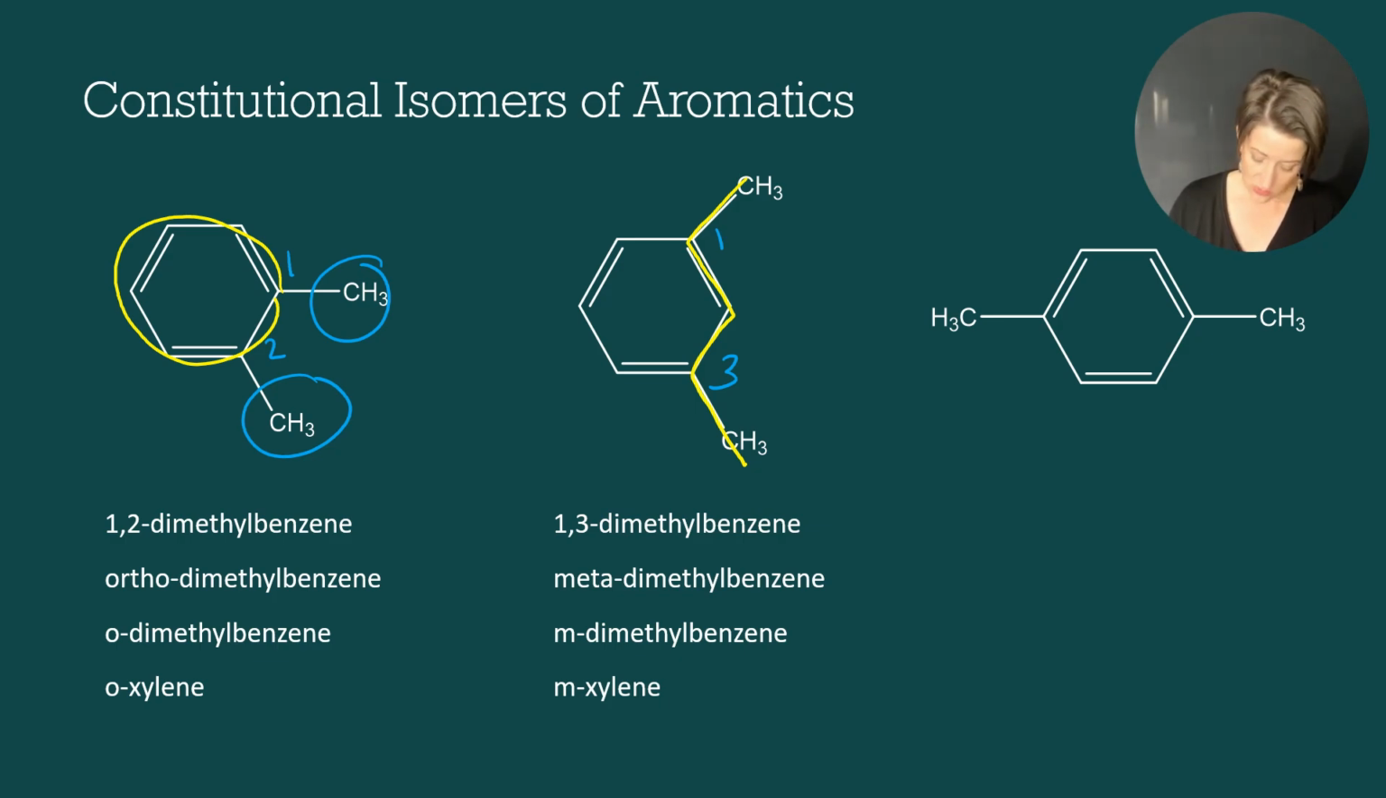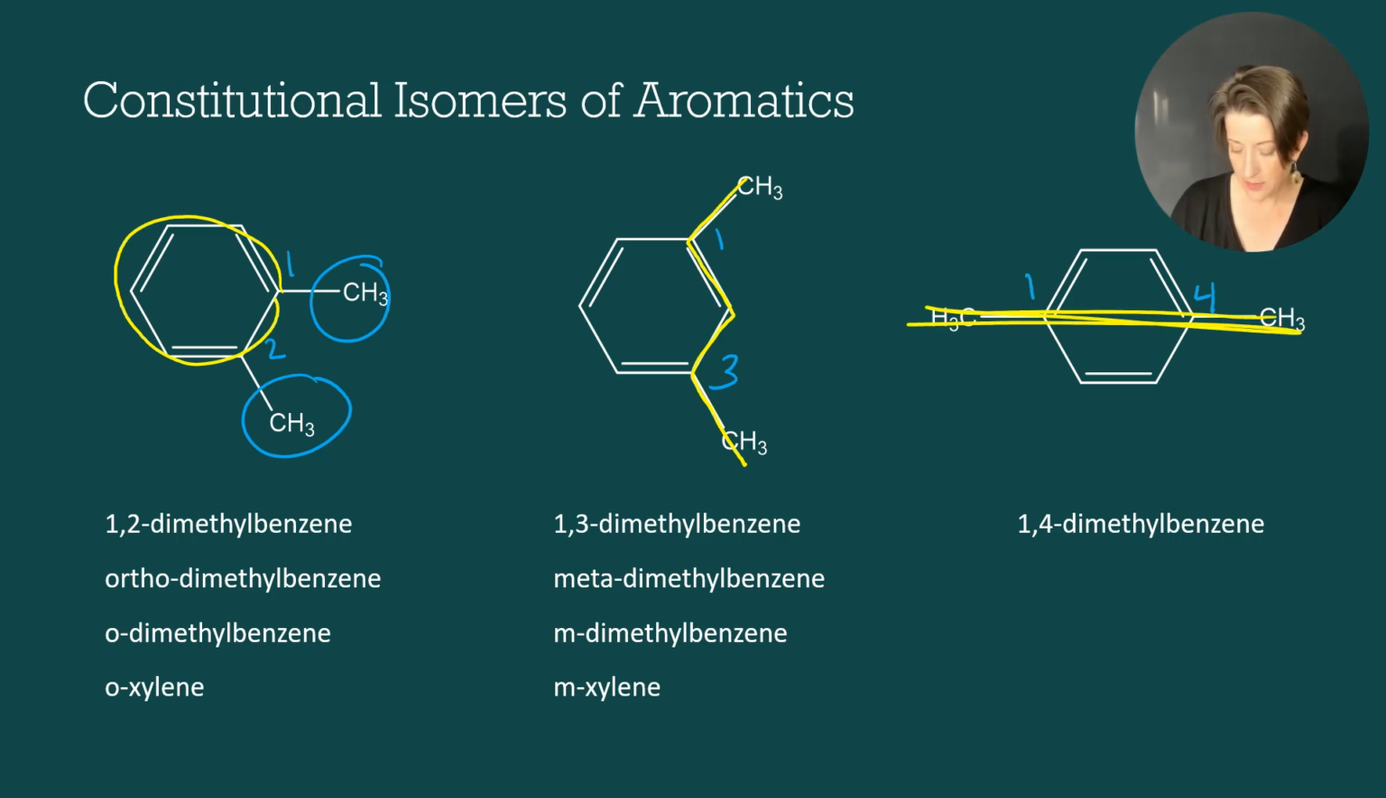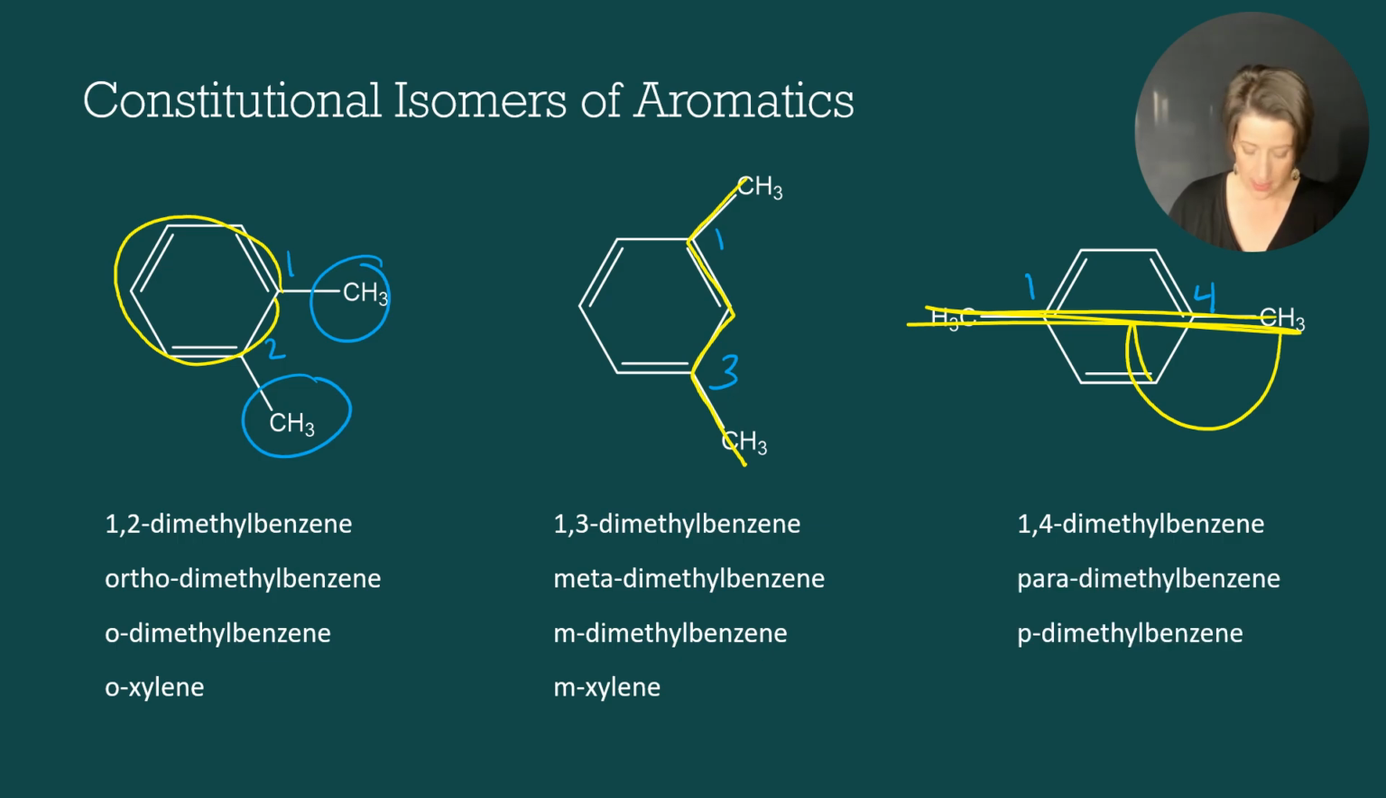On this last one, we have a 1,4 designation. So this is going to be our 1,4 dimethylbenzene. Connecting my substituents, I get that P, so this is our para or P dimethylbenzene as its IUPAC name. Or it can be P-xylene.